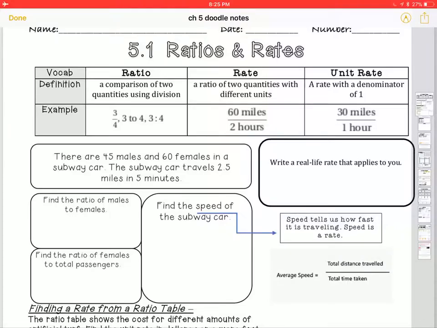Let's get into chapter 5. Chapter 5 is all about ratios and rates. So our first lesson here, we're going to focus in on what are ratios versus rates. And another key vocabulary word is a unit rate. So let's first go through this table at the top with our vocab.